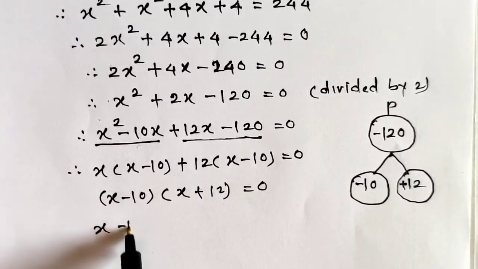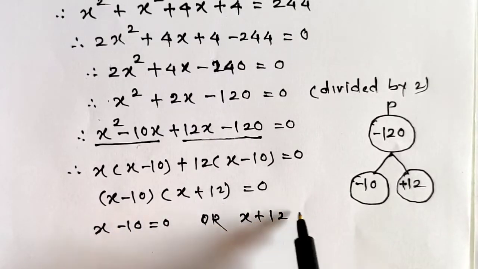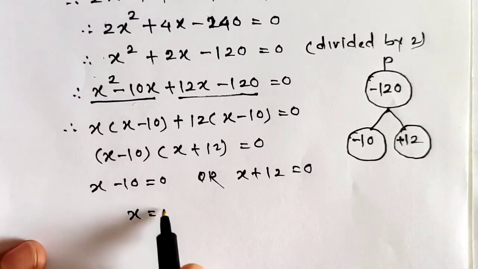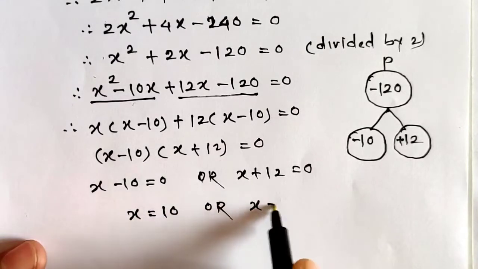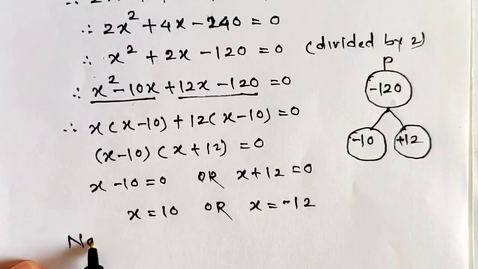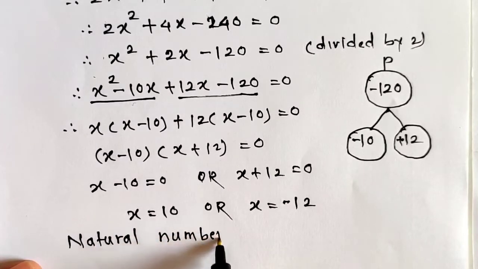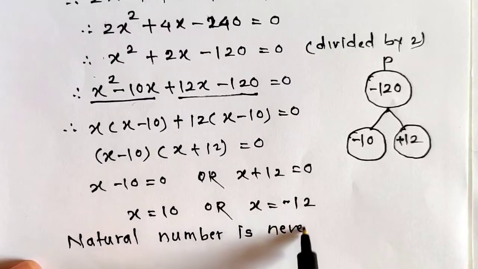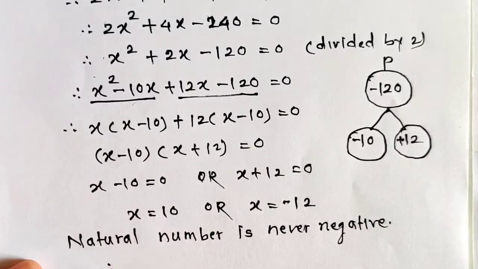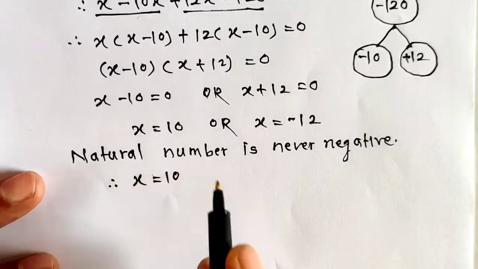So either x minus 10 is equal to 0 or x plus 12 is equal to 0. Now find the value of x. x is equal to 10 or x is equal to minus 12. But what is x? x is a natural number and a natural number is never negative. Therefore, what is the possible value of x? x is equal to 10.